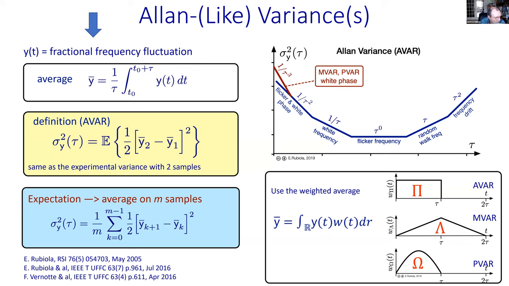So now I have to look for a laser pointer. All right. So here you have the equation defining y average for the classical Allan variance, and this y average corresponds to this uniform average here. So you plug this in the formula of the Allan variance, and you have the definition of the traditional Allan variance. Then you replace the expectation with the average on M samples, and this is quite usual.